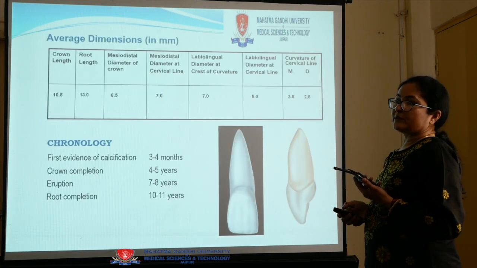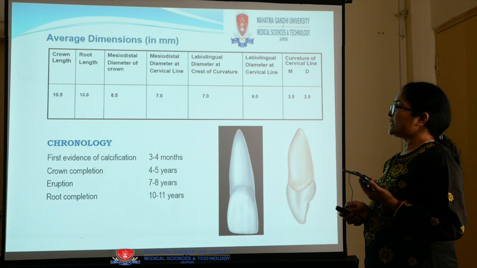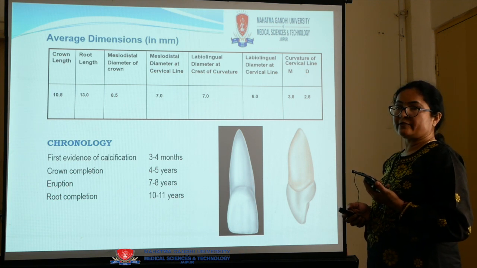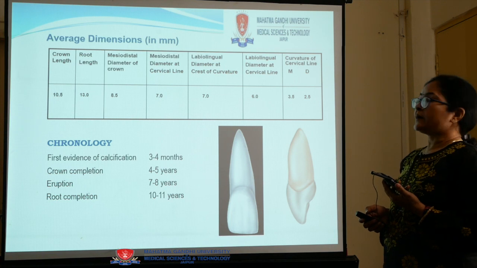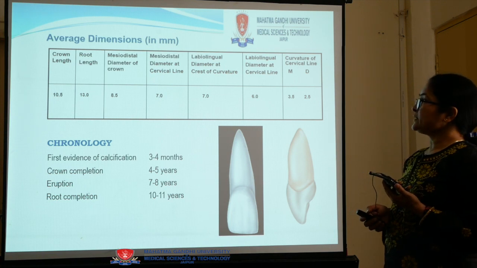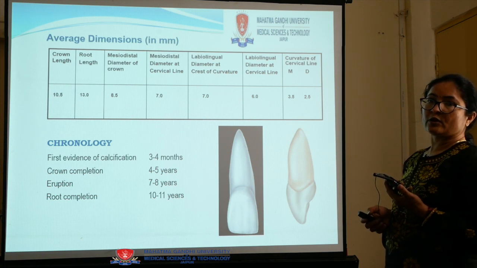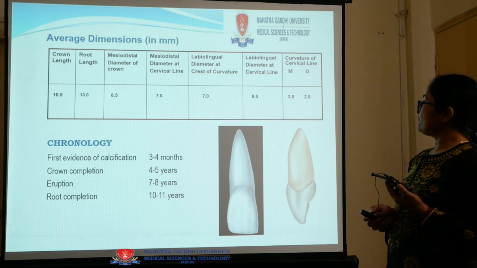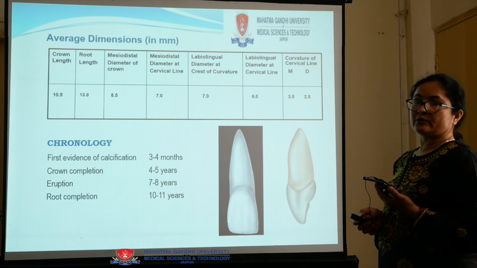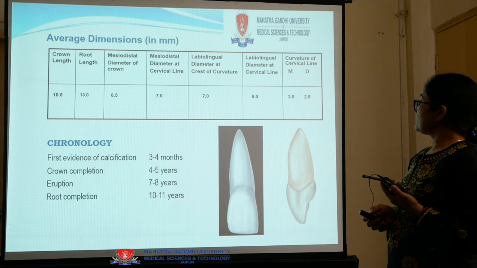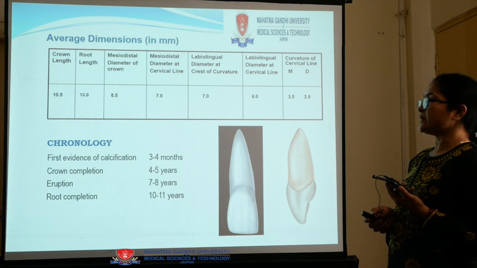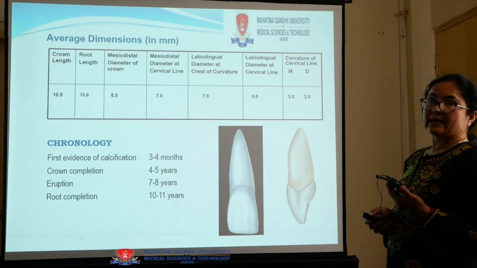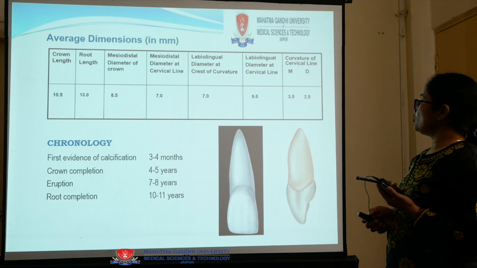The average dimensions of the tooth in millimeters: the length of the crown is around 10.5 millimeters. The root length is 13 mm. The mesiodistal diameter of the crown is 8.5 millimeters. The mesiodistal diameter of the crown at the cervical line is 7 mm. The labiolingual diameter of the crown is around 7 mm, whereas the labiolingual diameter of the crown at the cervical line is 6 mm. The curvature of the cervical line is 3.5 mm mesially and 2.5 mm distally.